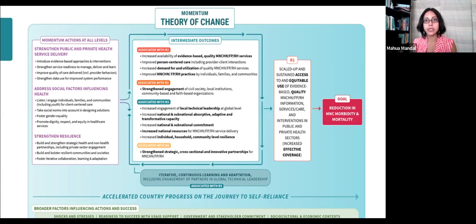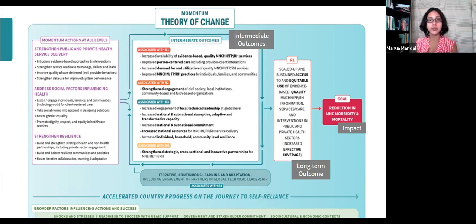So this is, again, the cross-Momentum theory of change. Next. As mentioned, the impact here is the reduction in maternal, newborn, and child morbidity and mortality. Next. We have an array of long-term outcomes, which include scale-up and sustained access to and equitable use of evidence-based, quality information, services, and care and interventions. Next, we have an array of interventions here that are within 3 components: strengthening public and private health service delivery, addressing social factors, and strengthening resilience. Next.